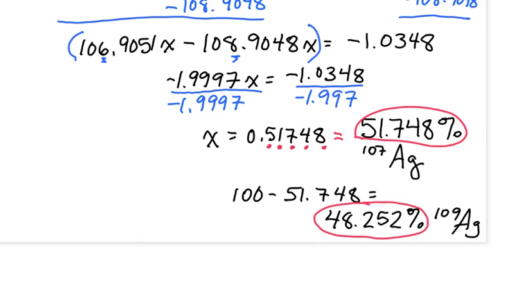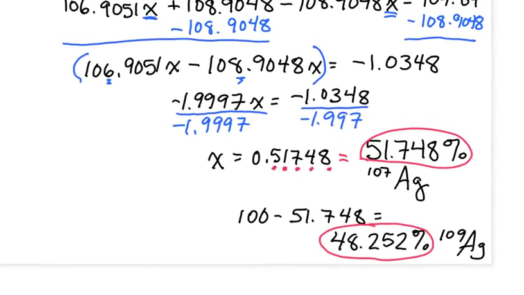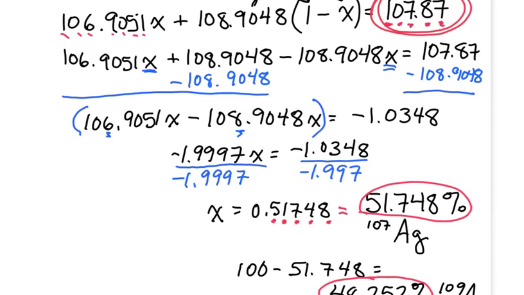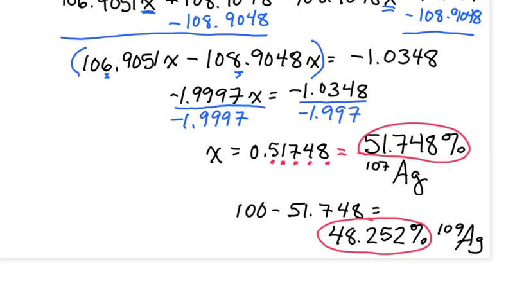And it's interesting in this case that we have a roughly 50-50 mixture of these two isotopes. And that should make sense to us. We have 107 and 109, and the atomic weight that we were given on the periodic table is roughly halfway in between. It's a little bit closer to that of 107. That's why we have just a little bit more of the silver 107. So there are the natural abundances of both of those isotopes.